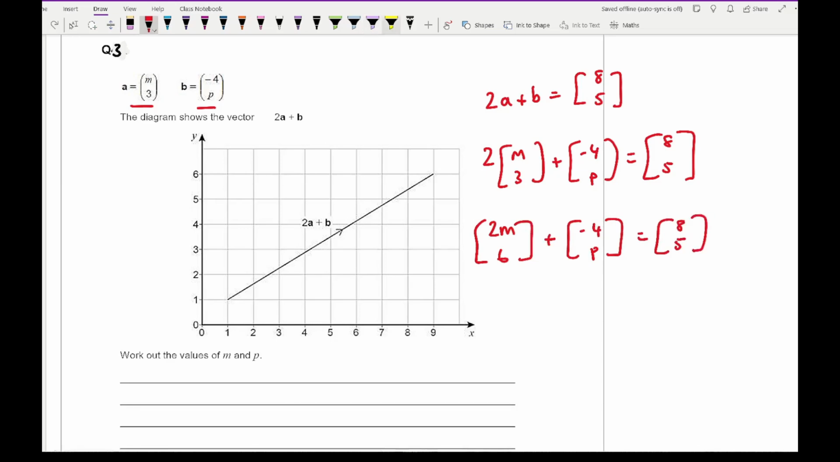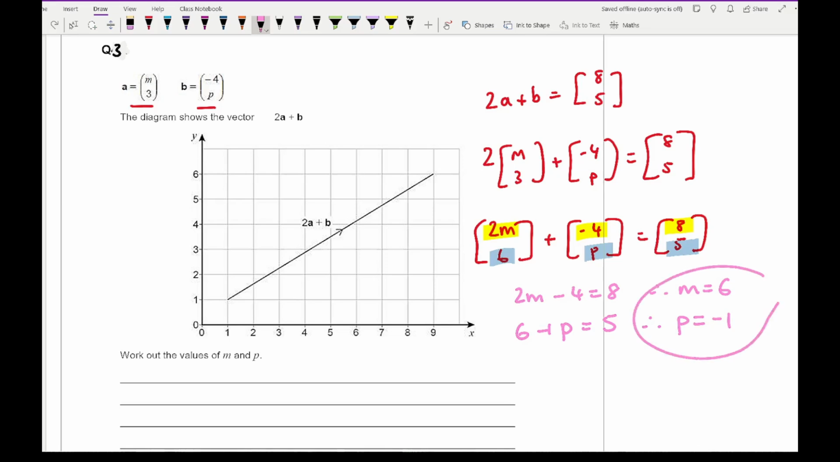Now what we know when using vectors is the calculations at the top must equal the same and the bottom must equal the same. So what I should have is two equations of 2m minus 4 equals 8, in which m is going to equal 8 plus 4, which is 12, divided by 2, which is 6. And I also know 6 plus p equals 5, so therefore p equals minus 1, and there are my values for p and m.